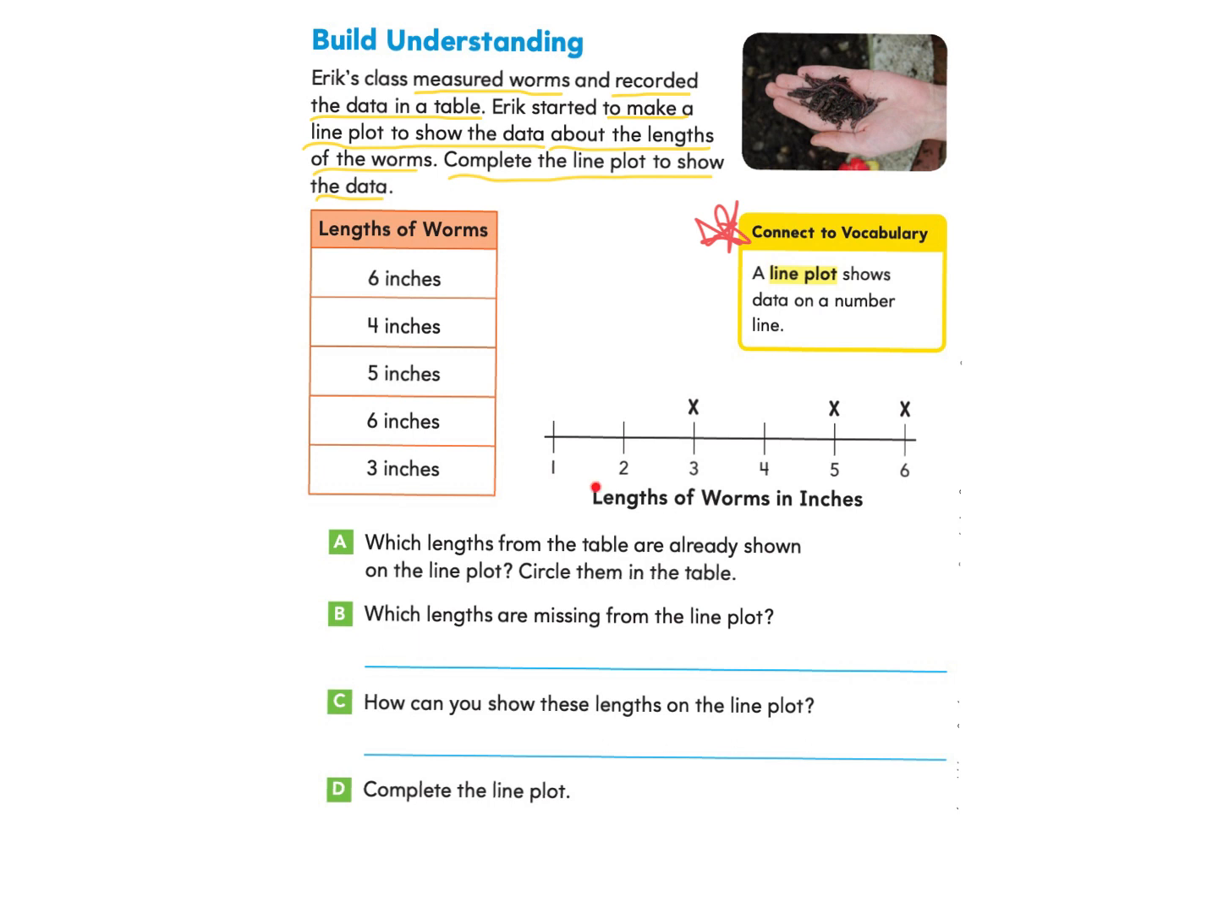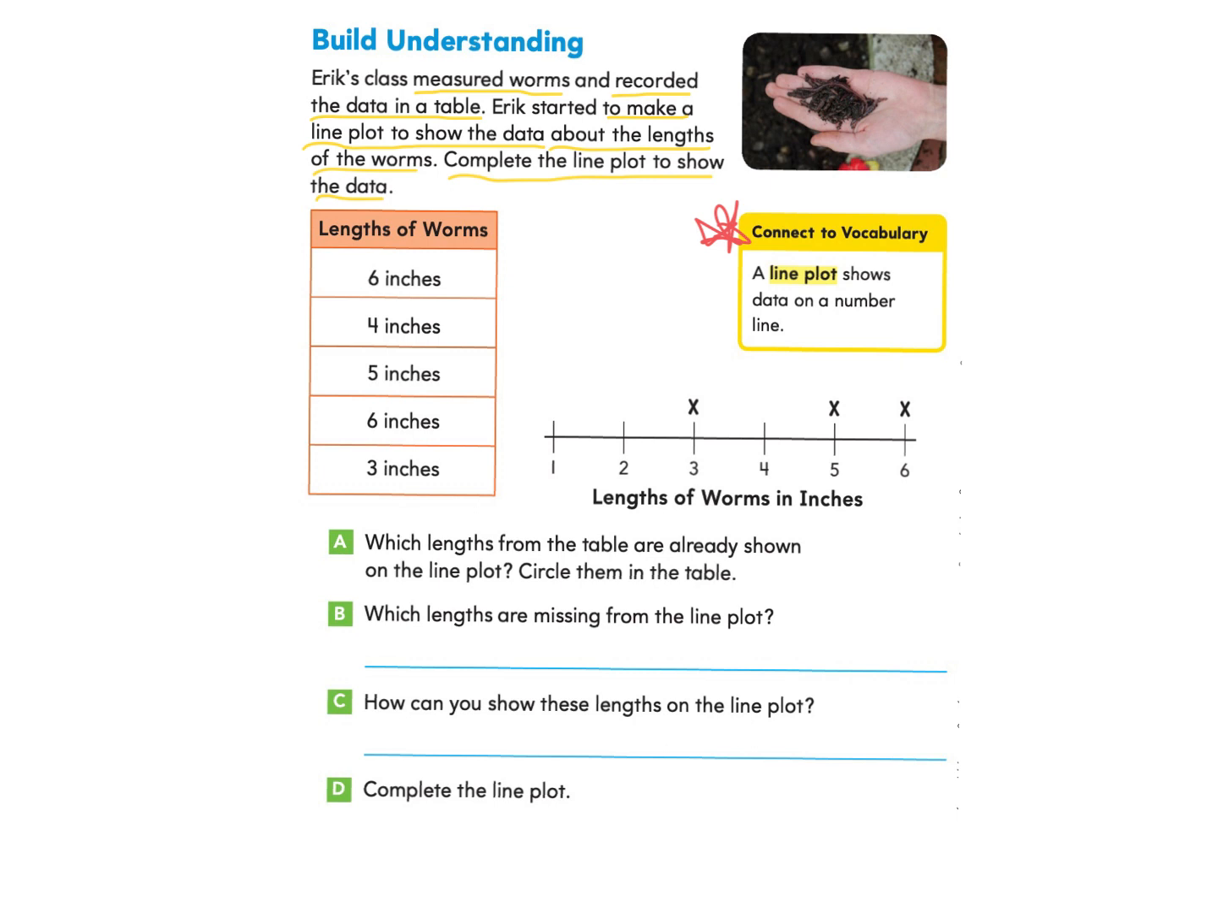And what is this data? It's the length of worms in inches, just like we have over here. So Eric created a number line, starting with 1 and ending with 6. I think he ended with 6 because when he looked at this data, he saw that the biggest number was 6, so he's decided to stop there.